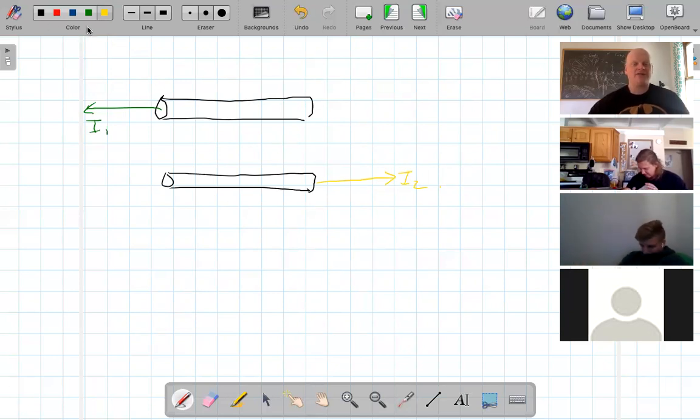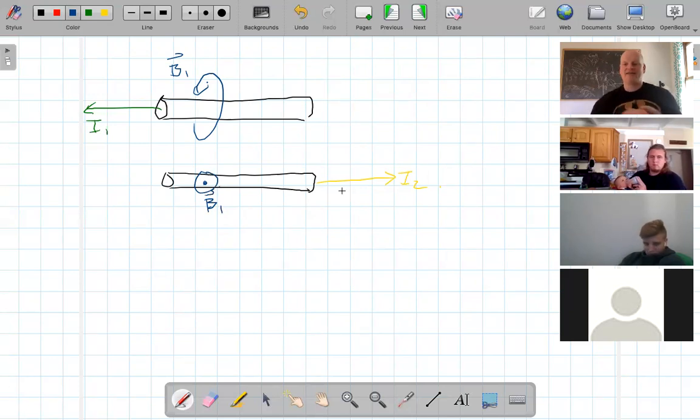So let's now talk about the direction of the magnetic field from 1. Again, from 1, we know it has to curl around in this direction, based off our right-hand rule. So B1 is going to go in this direction, which means at wire 2, B1 is coming out of the page. For I2 going in this direction, magnetic field 2 is going to curl around in the opposite direction. So this is going to be B2, which means that up here at wire 2, B2 is coming out.